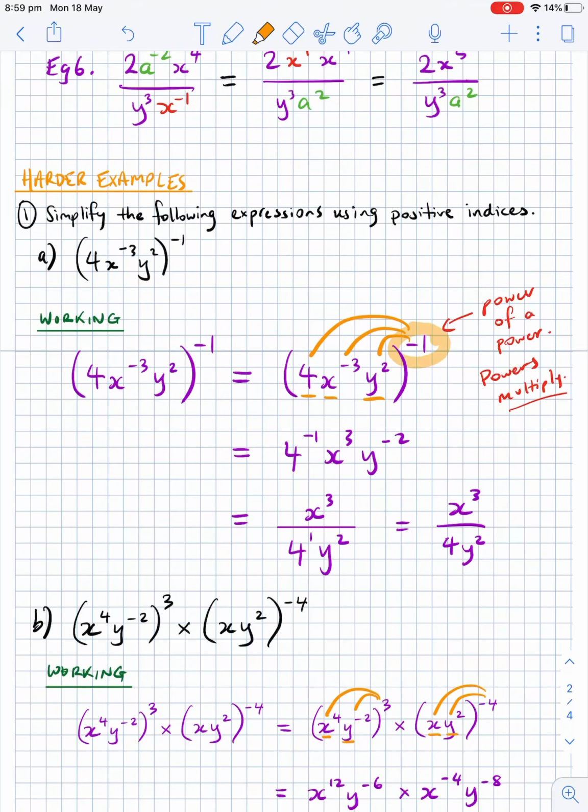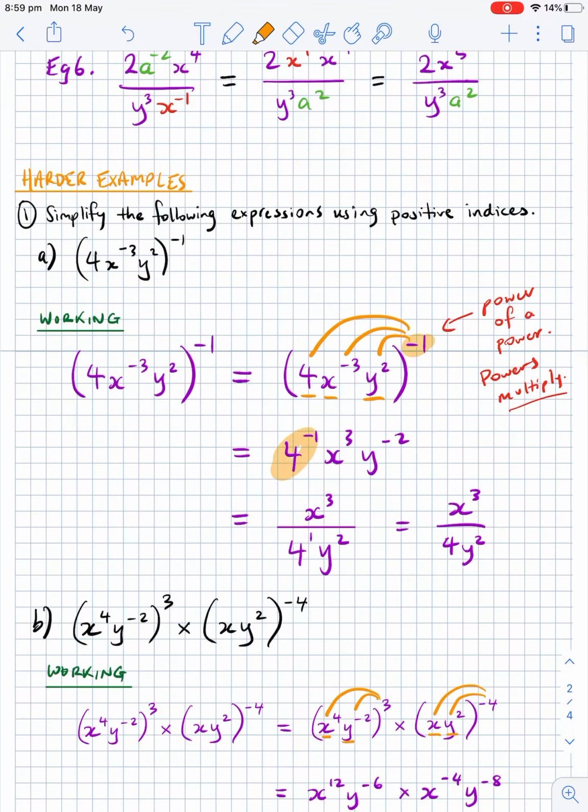So first up, your negative 1 power has to apply to all 3 bases that are inside your bracket. So the 4 gets powered to a negative 1. Now the negative 3 power inside gets powered to a negative 1. You have to think to yourself, negative 1 multiplied by negative 3, that's going to give you positive 3. There's 2 negatives multiplied to give a positive. Negative 1 times 2 gives you a power of negative 2. So you're left over with an expression like this.